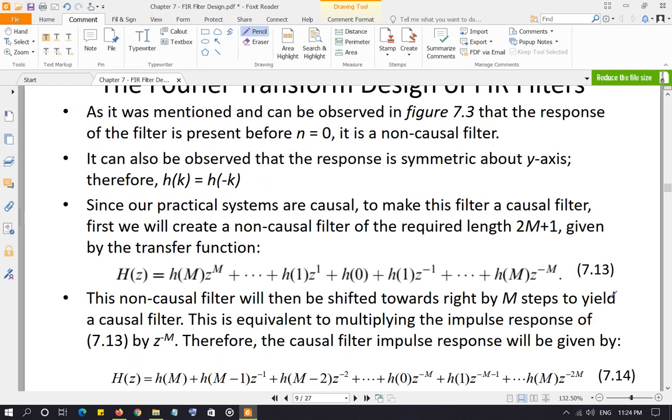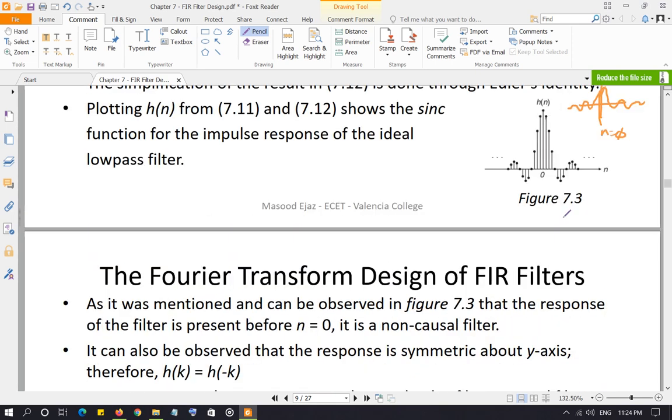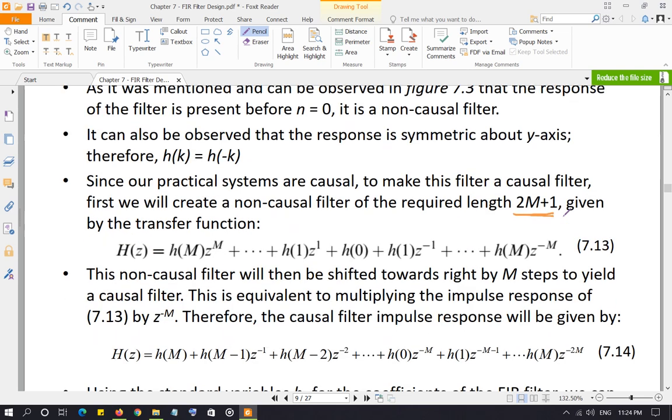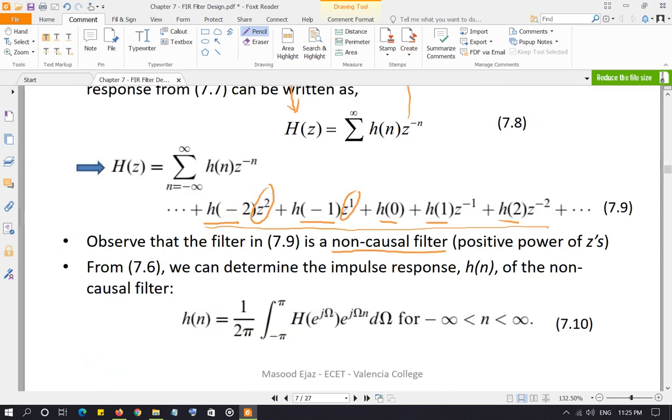In other words, if the length of the filter is given by 2m plus 1, right? So the length of the filter is taken as 2m plus 1. If it's a filter of length 5, like we discussed earlier, then m is equal to 2, and we saw that over here. So it is going from h of negative 2 z squared, h of negative 1 z, all the way up to h of 2 z to the negative 2. This has the length 5.